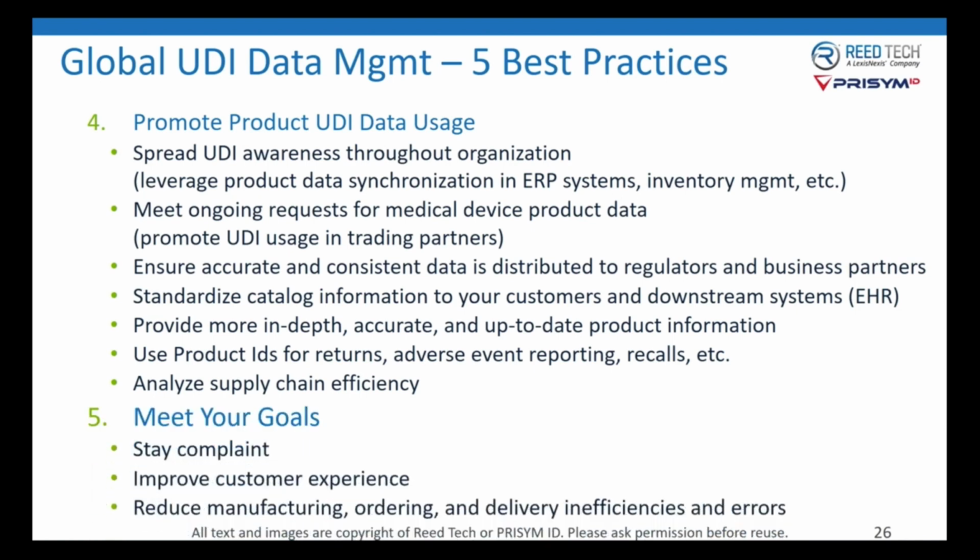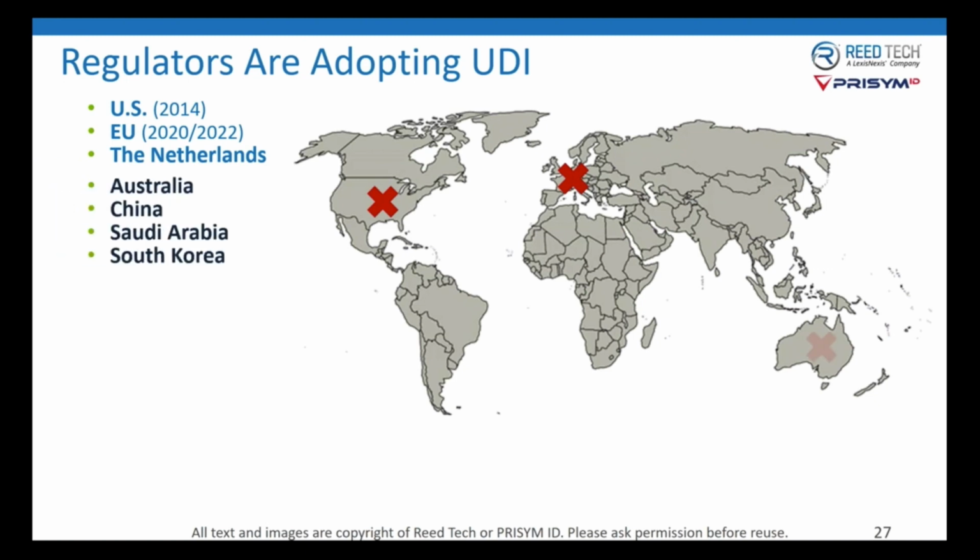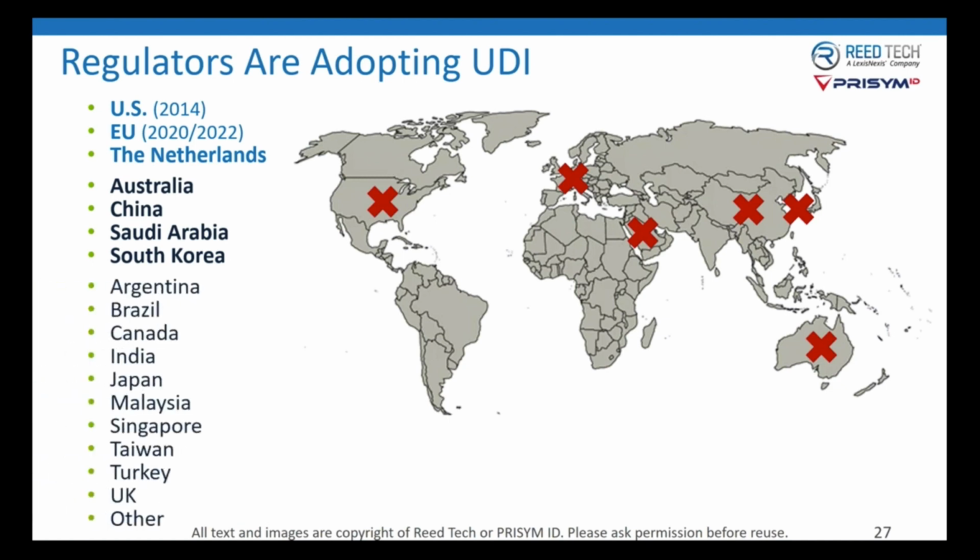I'm going to quickly mention that you ought to have a global mindset, as we have seen a number of regulatory bodies come on board. This second wave includes Australia, China, Saudi Arabia, and South Korea, a couple of which are in pilot right now, accepting data. And pretty much everywhere you sell your product around the world, there's some discussion about UDI. Eventually, or in the near future, they will adopt UDI standards.